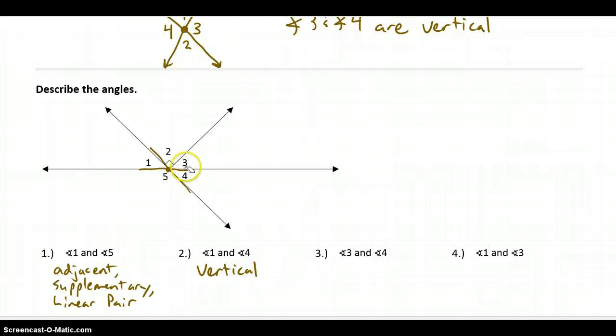3 and 4 share a vertex and a side, so 3 and 4 are going to be adjacent. And if you look, angle 2 is 90 degrees, and this is a straight line, which means that this angle here is also 90 degrees, a right angle. So 3 and 4 together have to sum to 90 degrees, which means that they're going to be complementary.